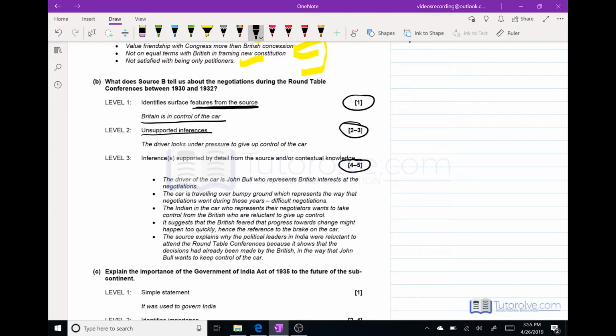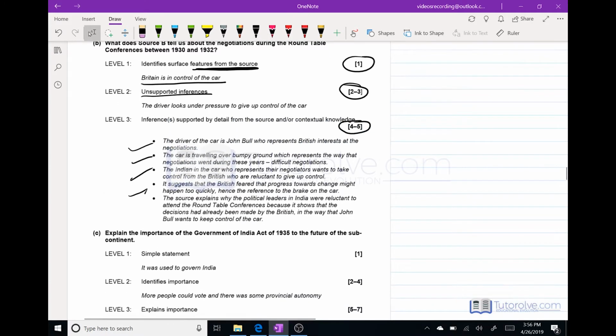So, some of the things that can be written are: the driver of the car is John Bull, who represents British interest at the negotiations. The car is traveling over bumpy ground, which represents the way that the negotiations went during these years. The Indian in the car, who represents their negotiators, wants to take control from the British, who are reluctant to give control. It suggests that the British feared the progress towards change, and that was their overall outcome. So they were always ready to hit the brakes, so to speak.